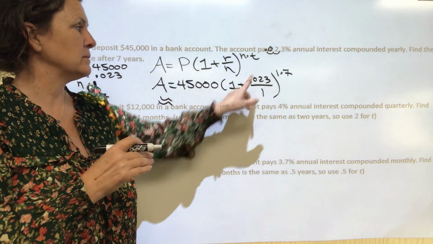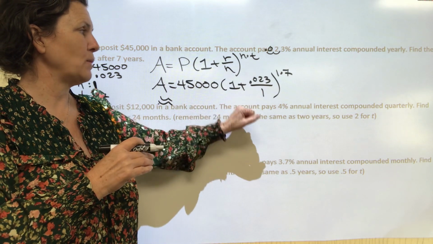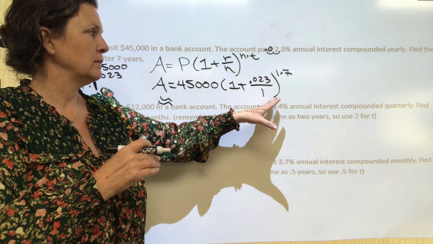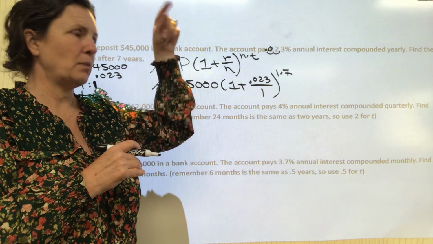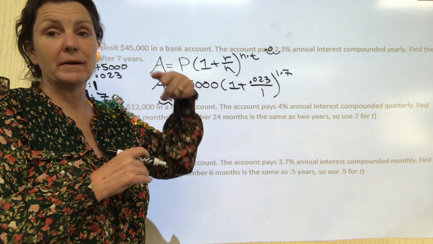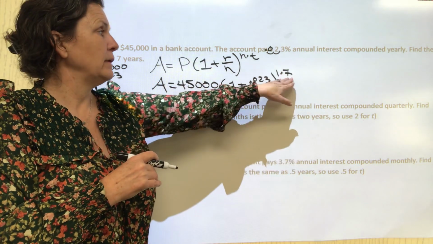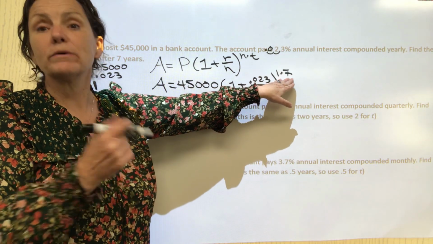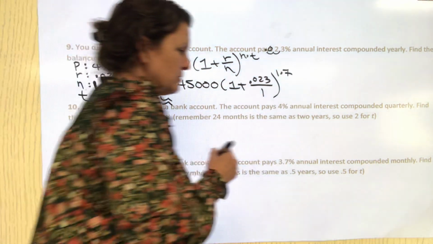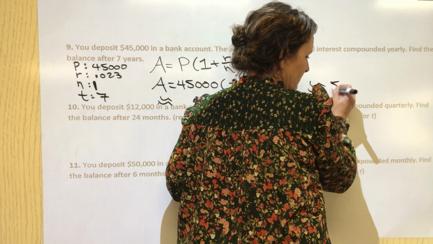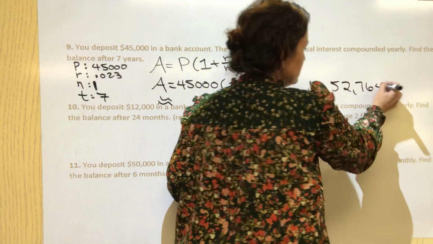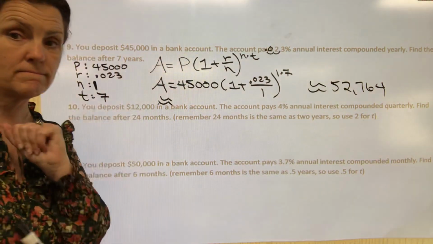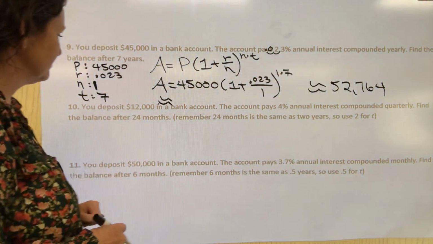parenthesis, 1 plus 0.023 divided by 1, in parenthesis, special button, the X with a little box, or XY, depending on the calculator that you're using, and then put it to the power of 7, because 1 times 7 is 7. And let's see what you guys got. I got 52,764. Is that what you got? I hope so. Good job.